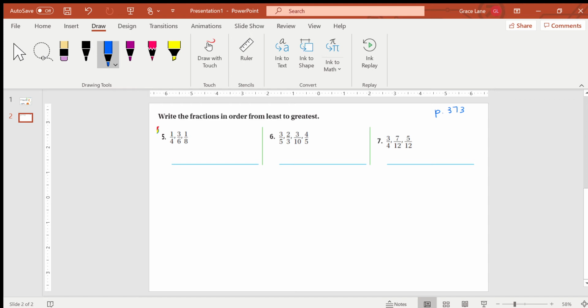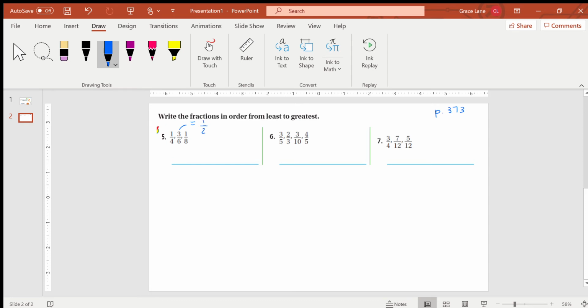So, like number five, we're going to put these three fractions in order from least to greatest. So I have 1/4, 3/6, and 1/8. And my suggestion, first of all, is just to think logically about these fractions. If you look at them, for number five, one might stand out to you. I notice right away that 3/6, this middle fraction, is equal to 1/2.